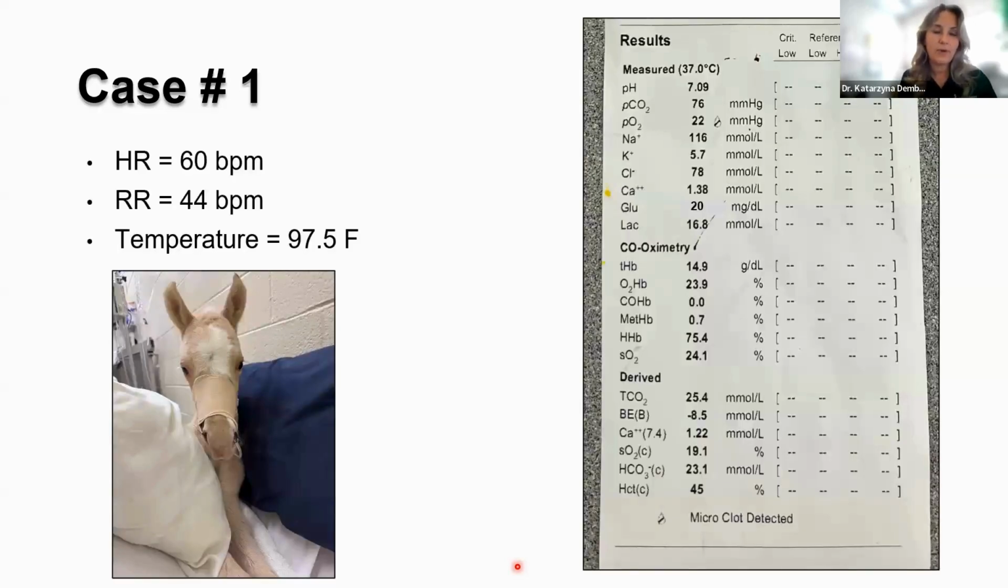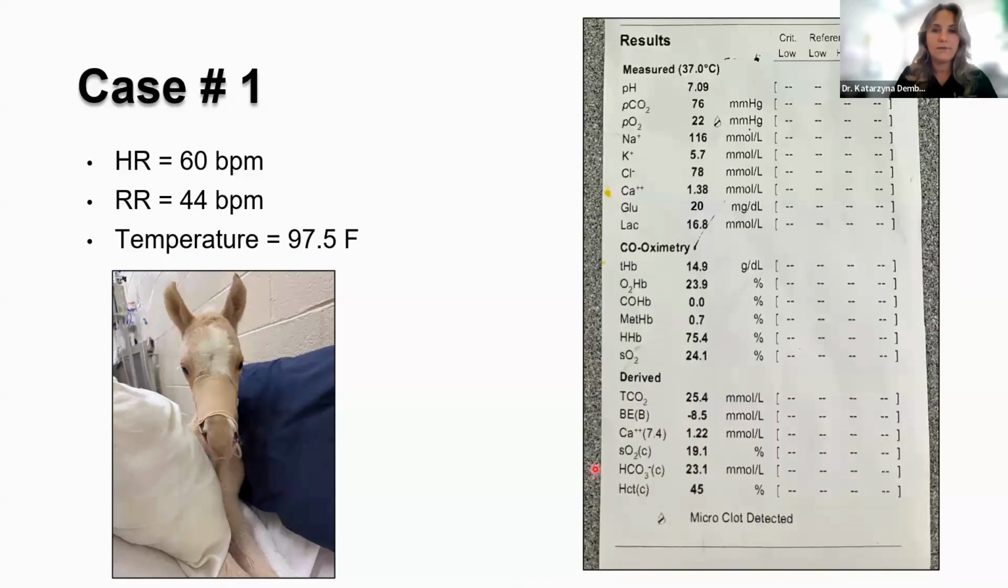So when the filly came to us, she was down. She was unable to stand. Her heart rate was 60, which was lower than we would expect. She had a respiratory rate of 44, and she was hypothermic. Her temperature was 97.5. And she was unresponsive.